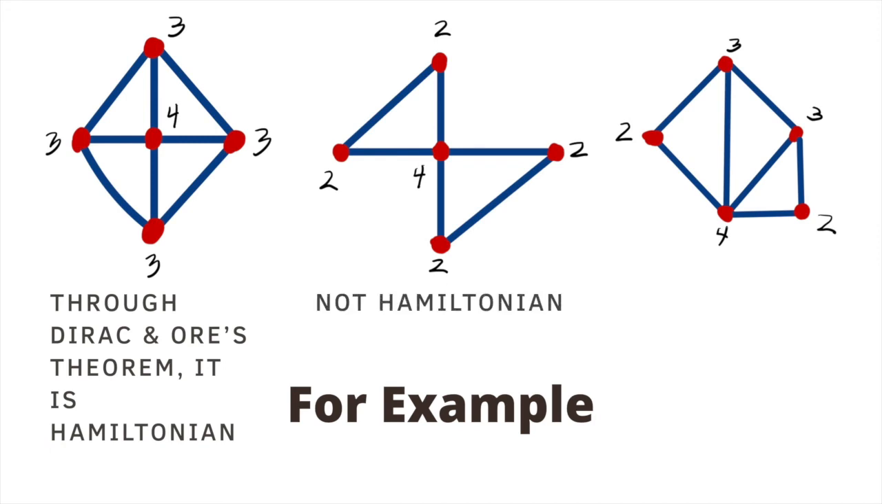In the last graph, it satisfies the first conditions of the theorems. However, in Ore's theorem, one pair of non-adjacent vertices when summed up is 4, which is less than the number of vertices, which is 5. Thus, the last graph does not satisfy the conditions of Ore's theorem.